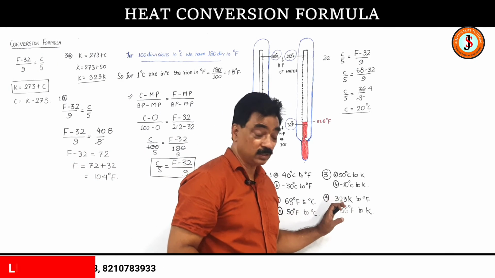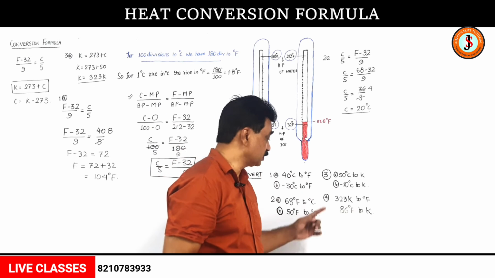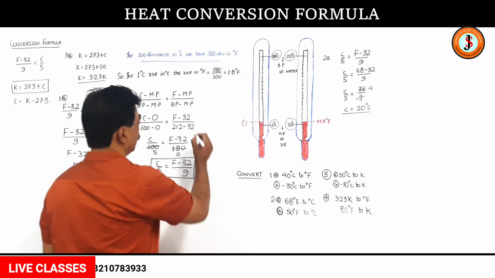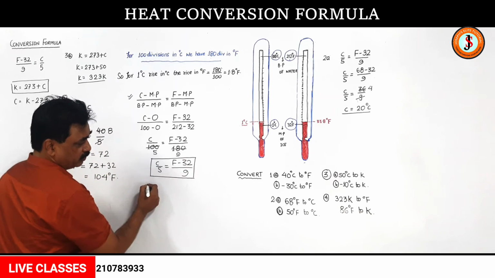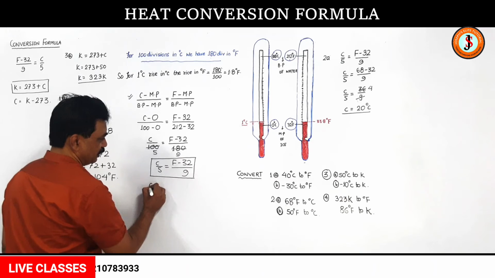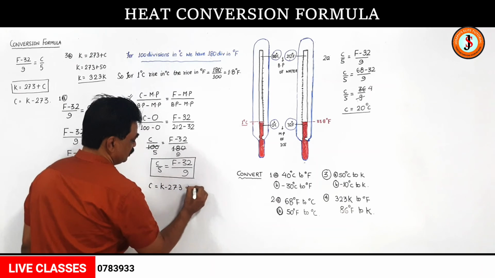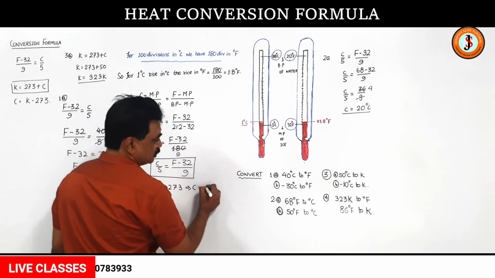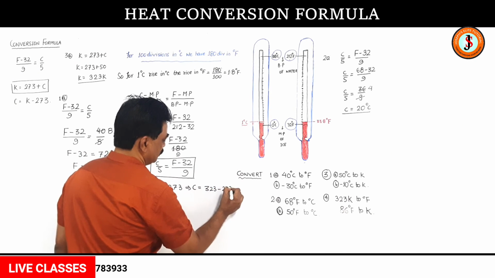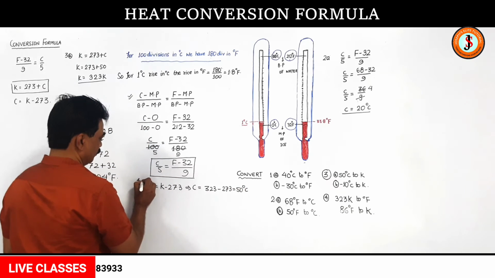Now suppose you have to convert 323 Kelvin to Fahrenheit, then what do you have to do first? First convert the Kelvin to degree centigrade. So here we go, I can take a small space. 323 Kelvin in centigrade: centigrade is equal to K minus 273. That means C will be equal to K, which is 323, minus 273, that is equal to 50 degree centigrade. Now this I am doing as 4A.